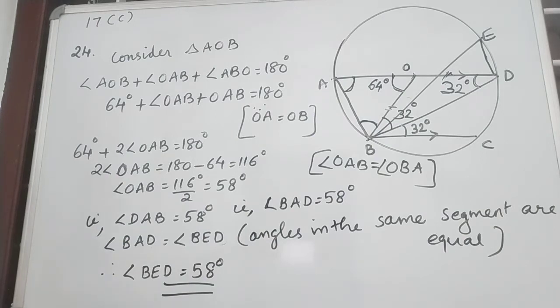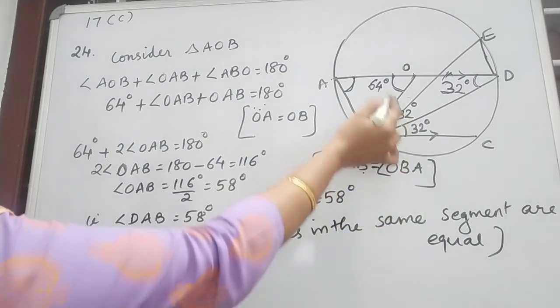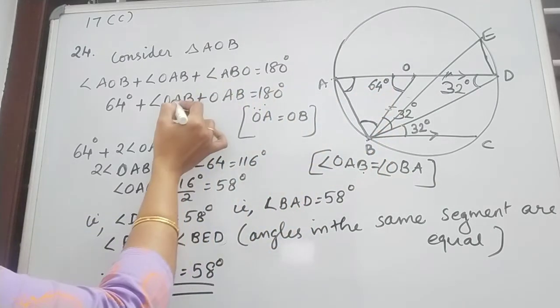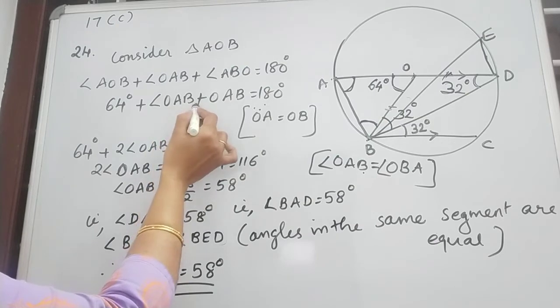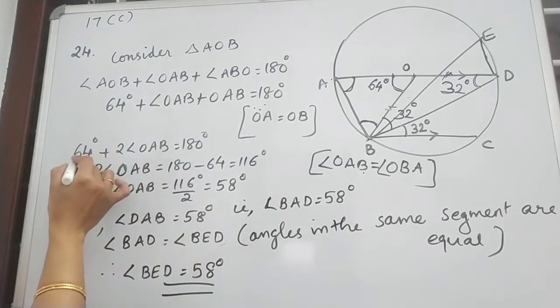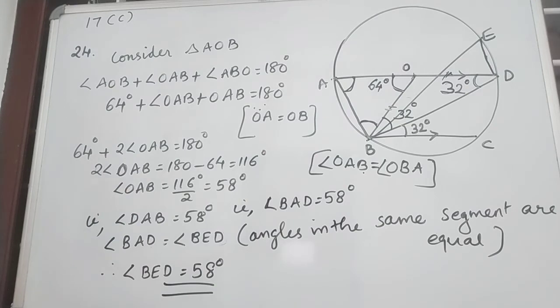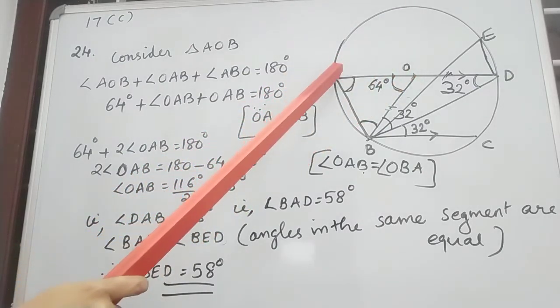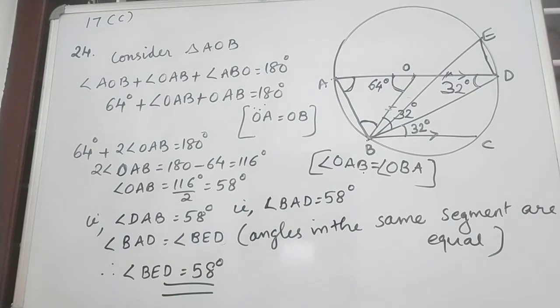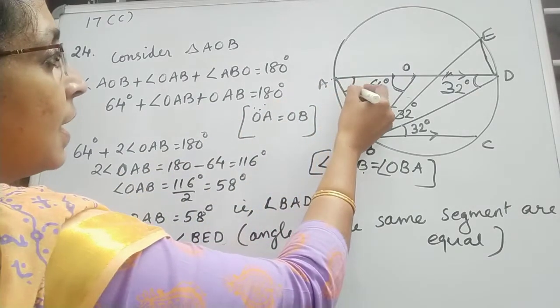So AOB is 64 degrees, plus OAB and OBA are the same. So instead of ABO we can write OAB itself. So OAB plus OAB is equal to 180 degrees. So 64 plus 2 angle OAB is equal to 180 degrees. So 2 angle OAB is equal to 180 minus 64, which is 116. So angle OAB is equal to 116 divided by 2, which is equal to 58 degrees.